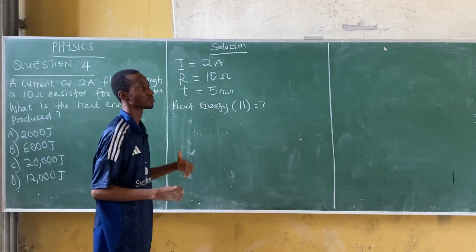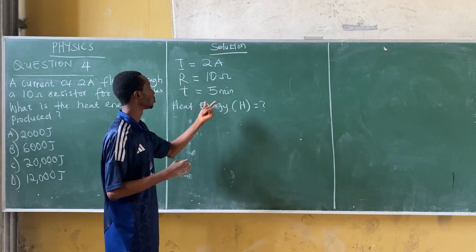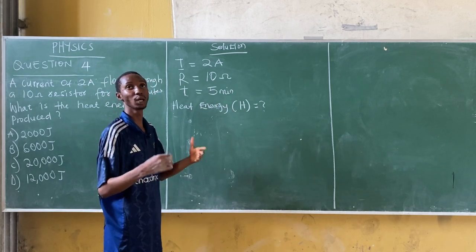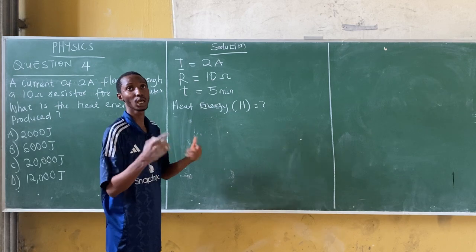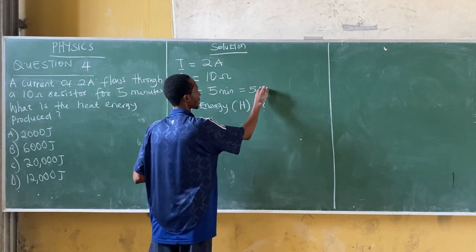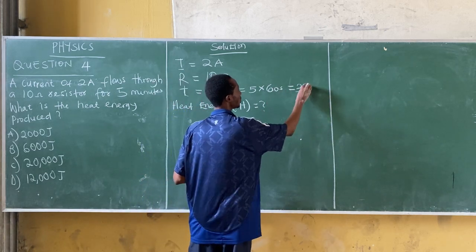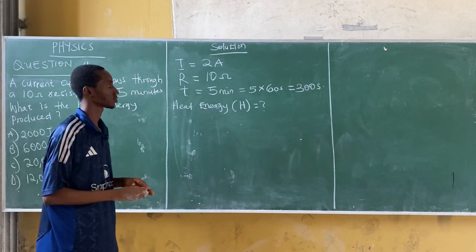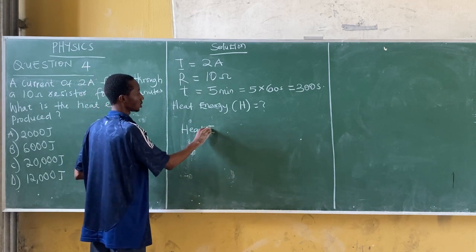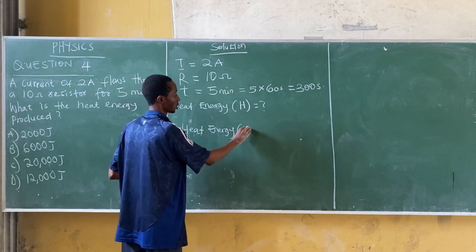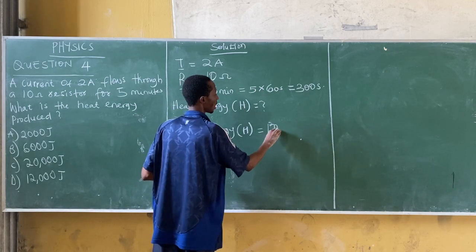Now we need to convert this. Time is measured in seconds, so we convert from minutes to seconds. For us to convert from 5 minutes to seconds, we need to multiply by 60. Don't forget, 60 seconds make 1 minute. So 60 seconds times 5 minutes will convert this to seconds. This is the same thing as 5 times 60, which will give us 300 seconds. Now recall that the formula for heat energy H is equal to I squared R t.